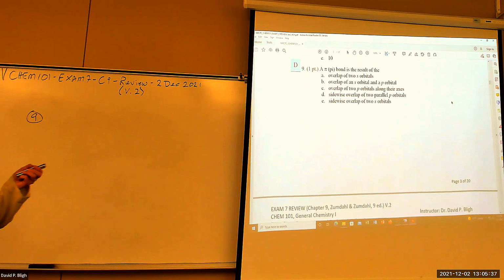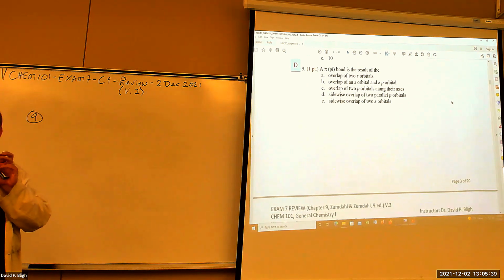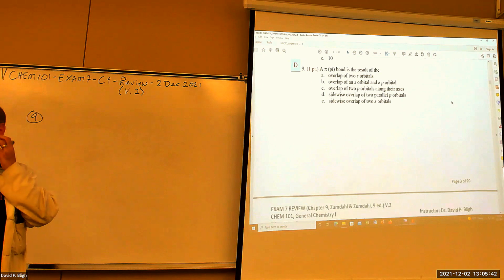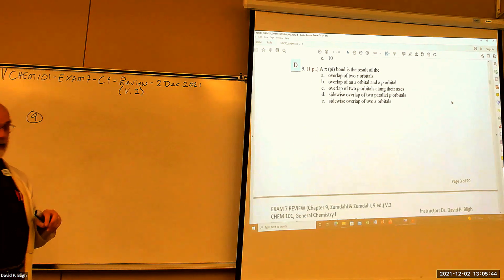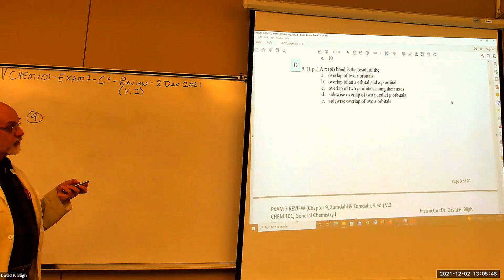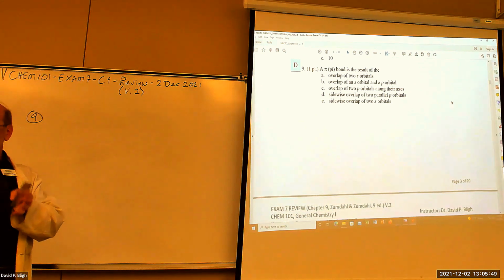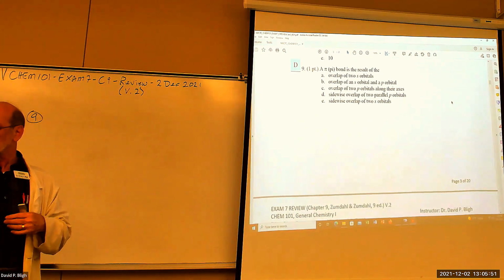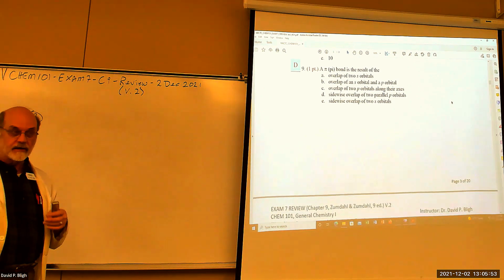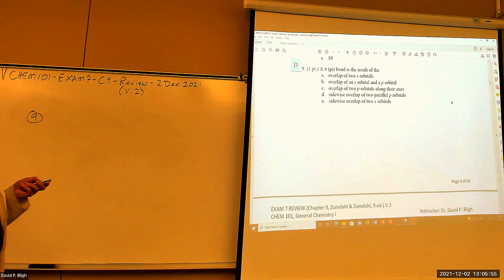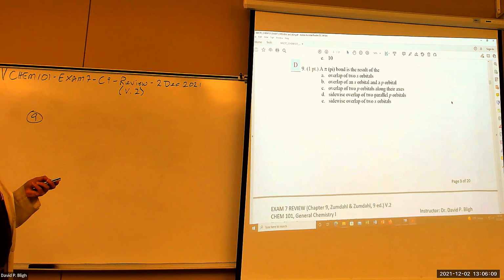A pi bond is the result of, now this is with the valence bond theory, right? The pi bond results from the overlap of 2 p orbitals, unused p orbitals, right? But you've got some squirrels in here that are giving you wrong information. This one can't be it. You can't overlap s orbitals and get a pi bond. Can't overlap an s orbital with anything.